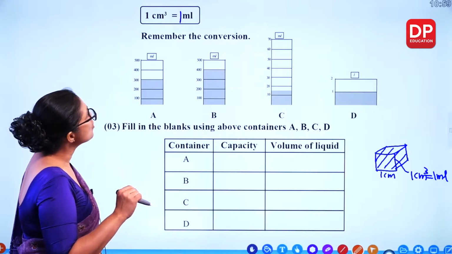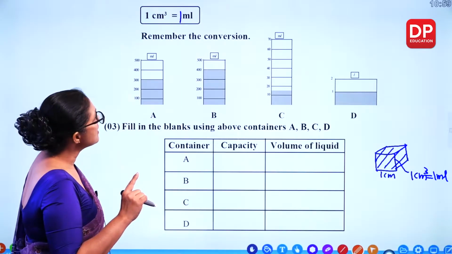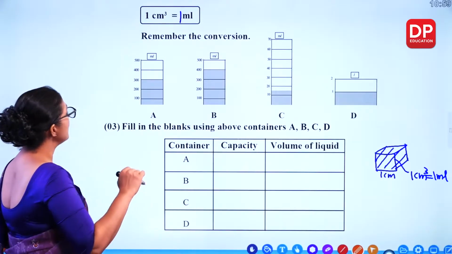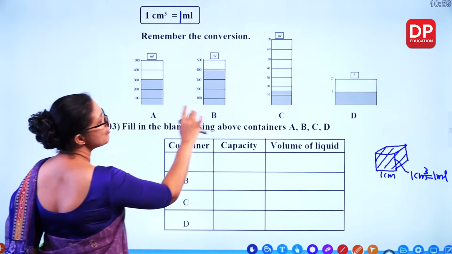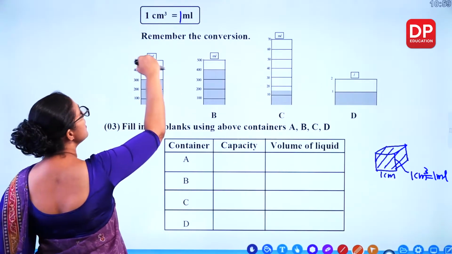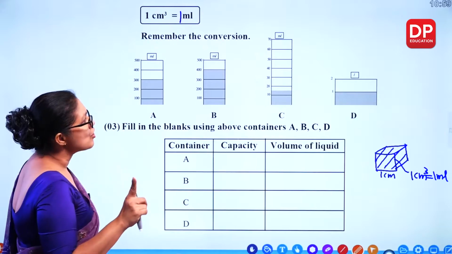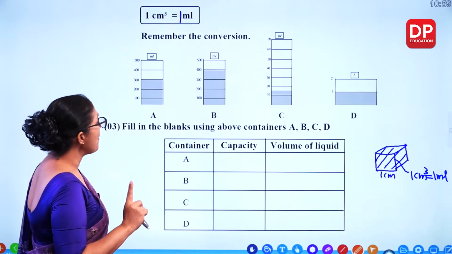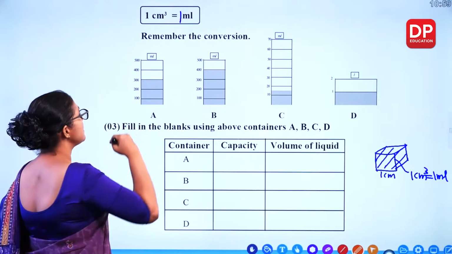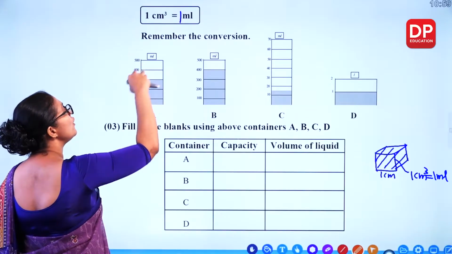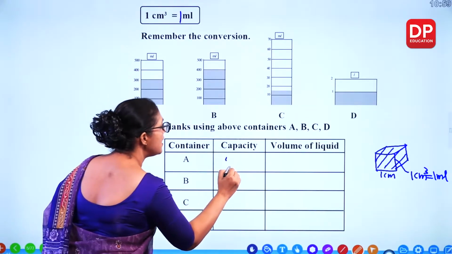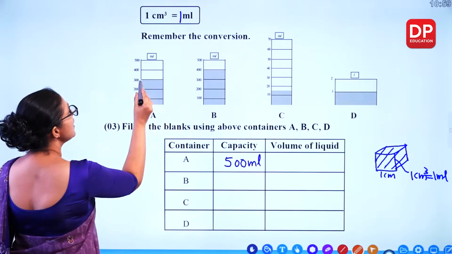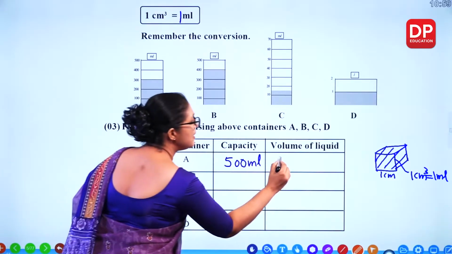Now take a look at this question. You have 4 containers. Fill in the blanks using the above containers. Look carefully. This is not fully drawn, just halfway drawn, but the maximum point is given. These 3 are measured in milliliters, and this one is in liters. What's the capacity of container A? Capacity means the maximum volume. So that's 500 milliliters. And the volume of liquid up to here is 300 milliliters.